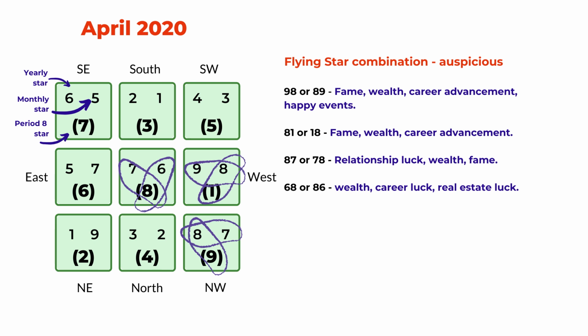The next one is 8-7 or 7-8. We see that in the northwest and in the center area. It indicates harmony and relationship luck, and it's also wealth luck and fame. The last one is the 6-8 or 8-6. We can see that in the center area. It's the combination star for wealth luck, career luck, and real estate luck. So these areas are the most auspicious for April 2020.